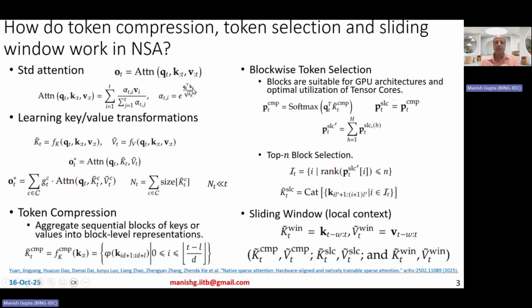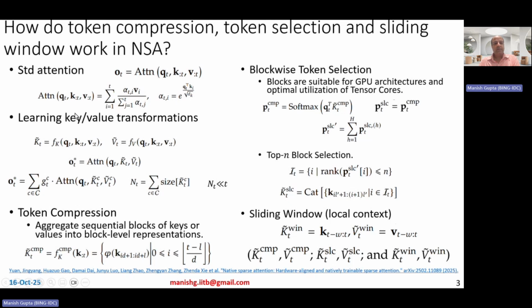You do QK transpose, normalize it with the square root of the dimension of the keys, and then you multiply by the value vector, apply softmax, or rather apply softmax and then multiply by the value vector, right? So that's basically your standard vanilla self-attention, okay?